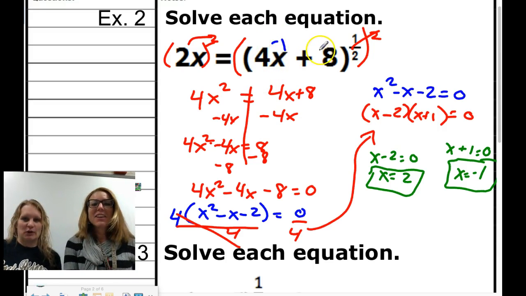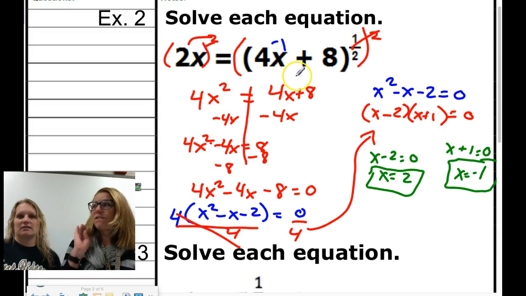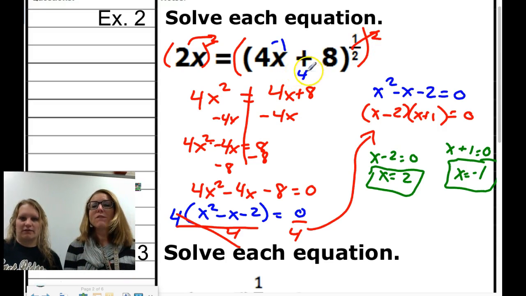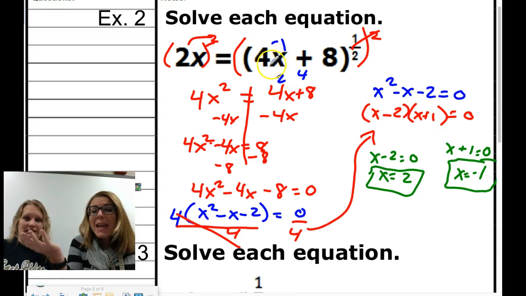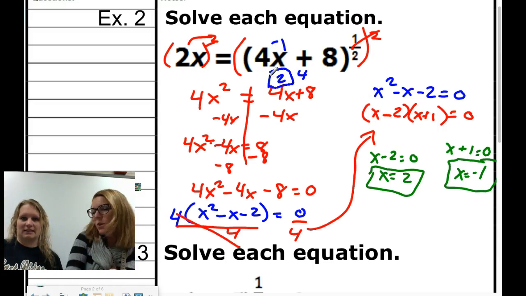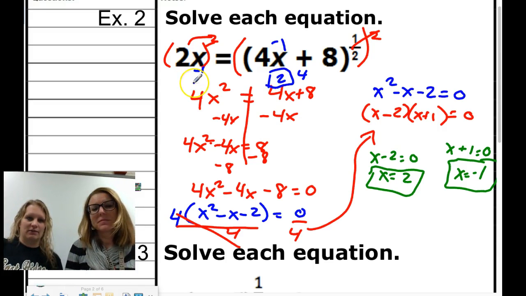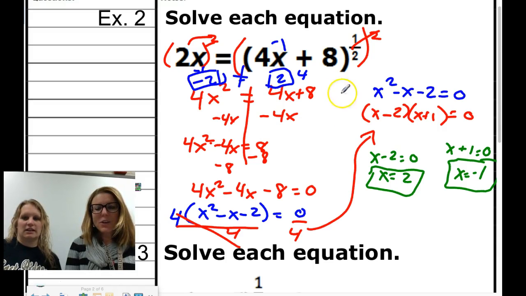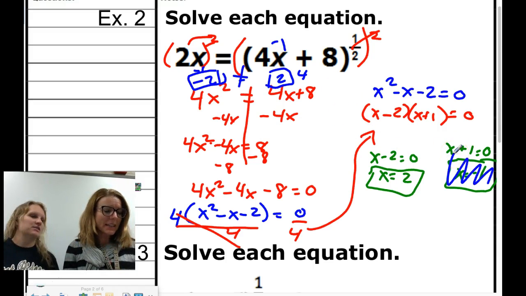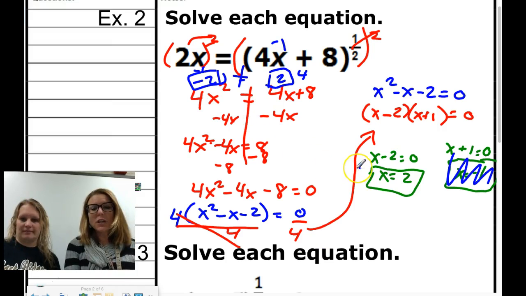All right, so now let's plug in the -1. We get -4 plus 8 is 4. The square root of 4 is 2. And right now we say, oh, it works. But go to the other side: if we plug in -1, we get -2. Those don't equal each other. So therefore -1 cannot be an answer. It is extraneous. The only solution is 2.